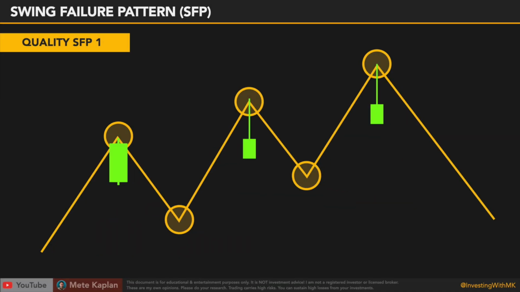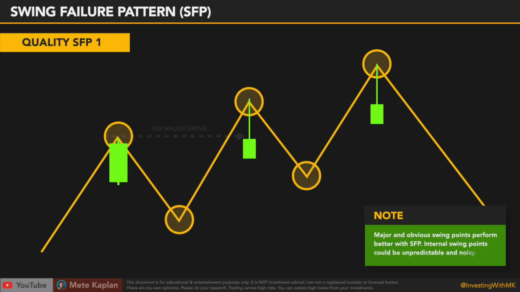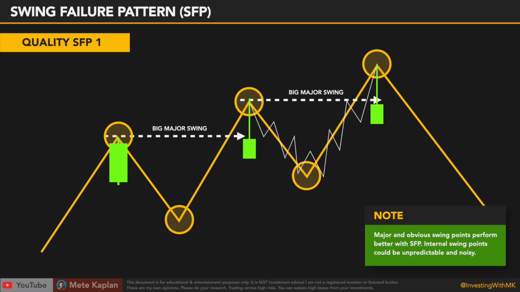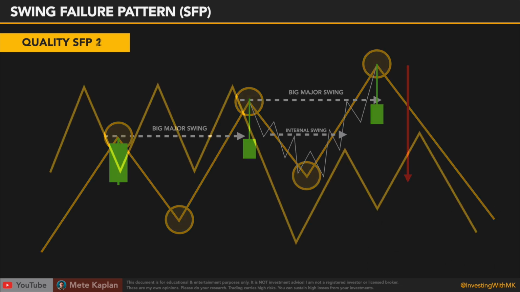Let's talk about 3 different quality checkpoints of the swing failure pattern and then move to half the entry models with SFP. First of all, you'll witness this pattern almost everywhere in the chart, from major swings to internal swings. It is backtested and proven that with major and the most obvious swing points, it performs better.